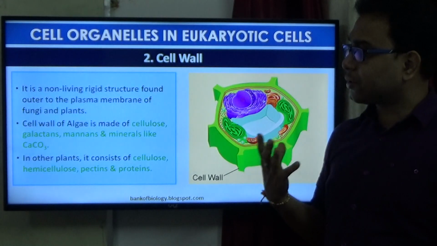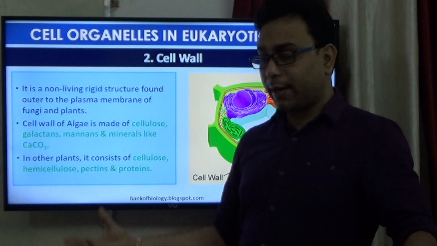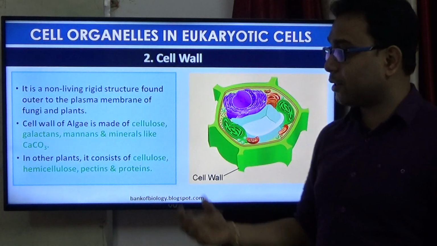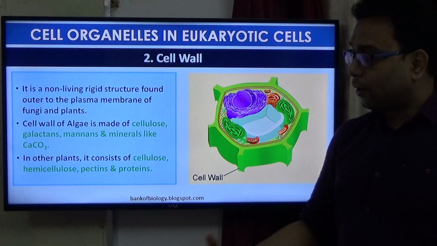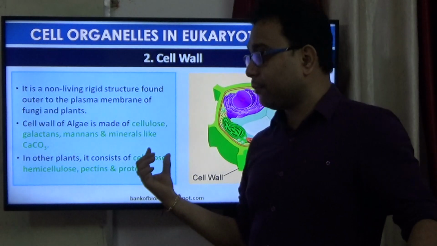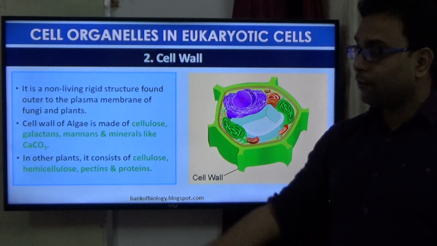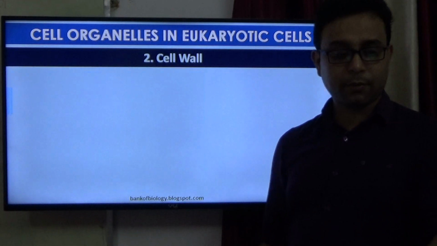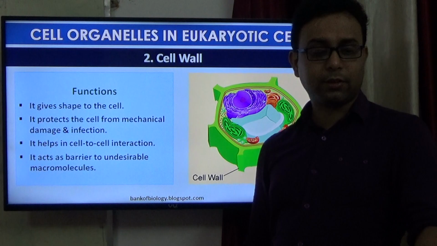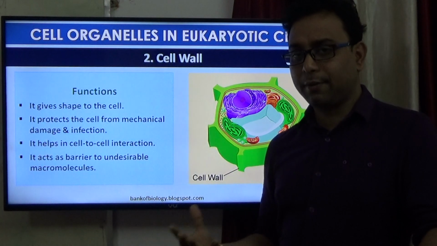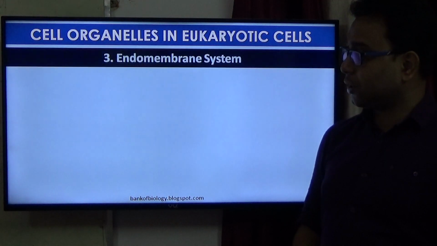After that we discuss the cell wall. The cell wall of algae has a chemical composition of cellulose, galactans, mannans and minerals like calcium carbonate. On the other hand, plants consist mainly of cellulose, hemicellulose, pectin and protein molecules. Very important information. Next we discuss the structure of the cell wall: primary cell wall, secondary cell wall and middle lamella. After that we discuss the function of the cell wall.